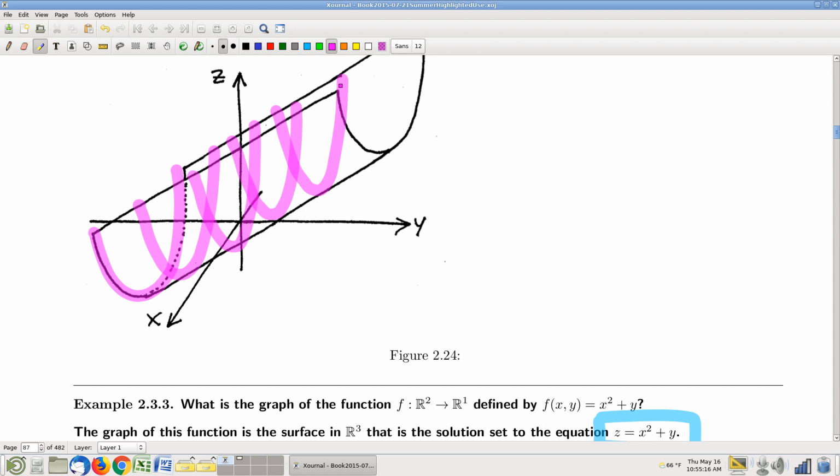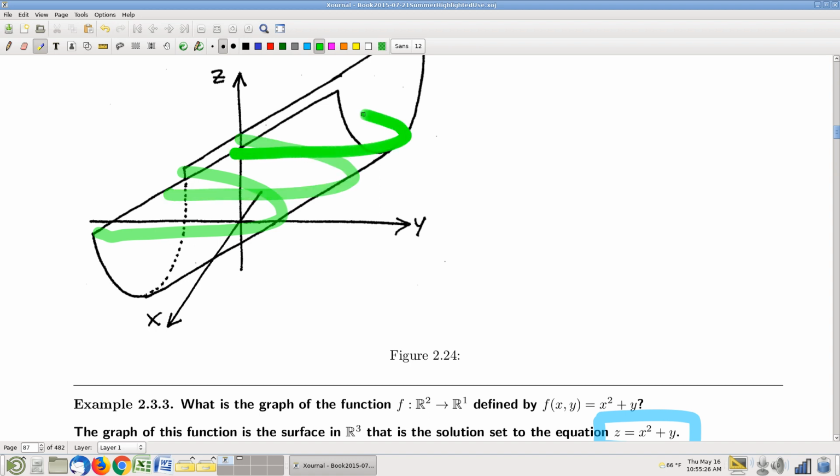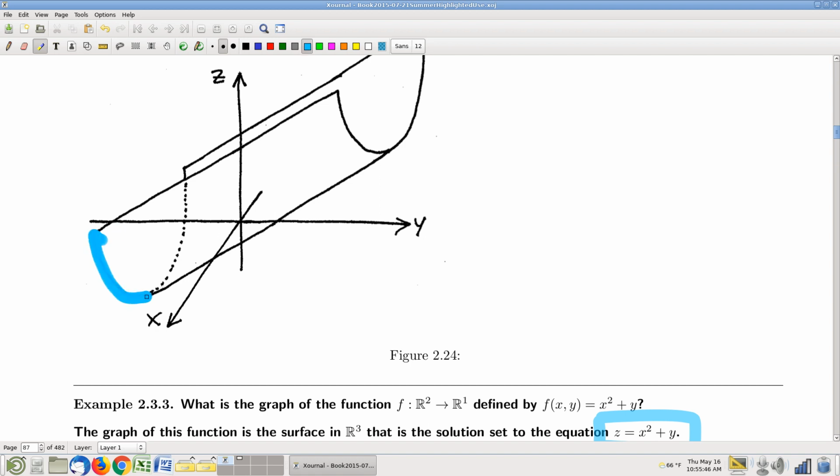Or if you want to take cross sections perpendicular to the z-axis, you will find that the cross sections are again parabolas. As you go up, they're shifted more to the right. So maybe a little bit harder to see it that way, but equivalently, that allows you to reproduce this same shape. Okay. All right, so the graph of this function is this surface here.